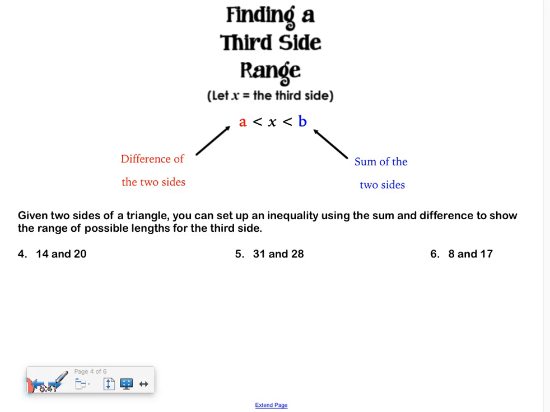So we're going to write a range of values. Given 14 and 20, let's find a range of values for what the third possible side could be. So let's find our lower bound. So I need to what? Subtract. So 20 minus 14, 6. And then 20 plus 14, 34. You can form a triangle with any number that falls between 6 and 34. 7, 22, 31.5. Any number that goes between those two ranges.